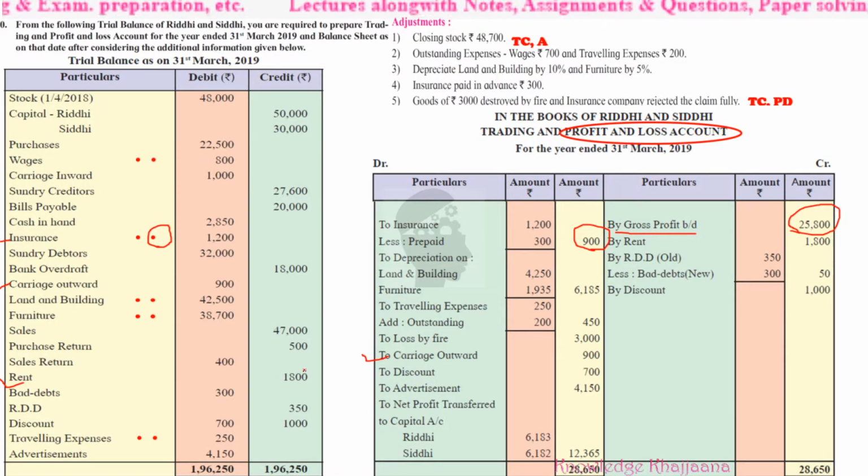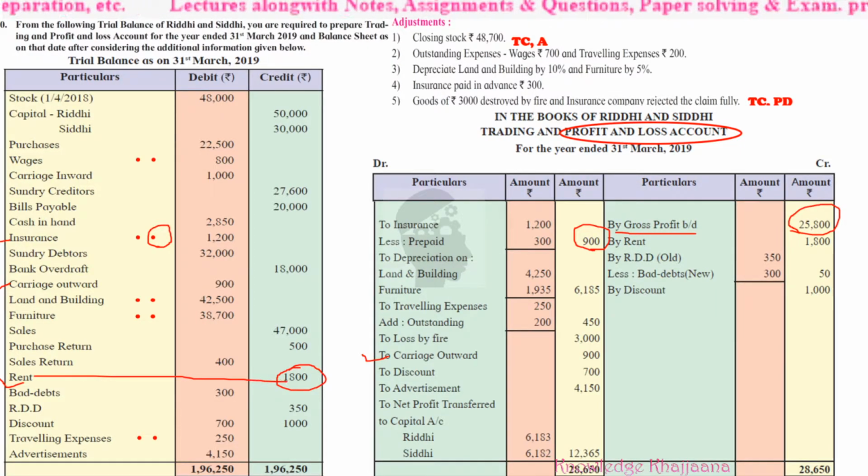No, see, this rent has been received. Why? Because it is shown on the credit side. This rent has been received. So where it should be recorded? It should be recorded to the profit and loss account credit side.